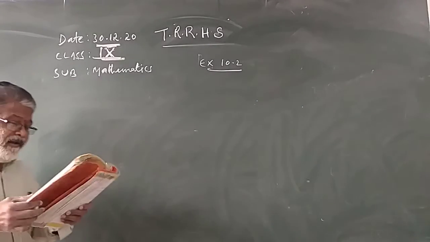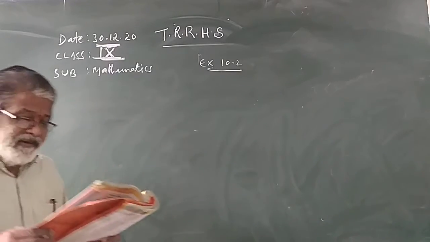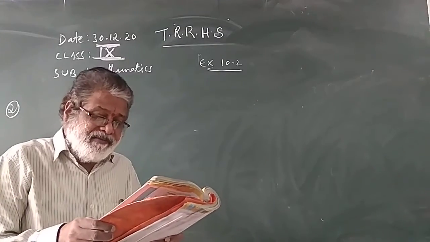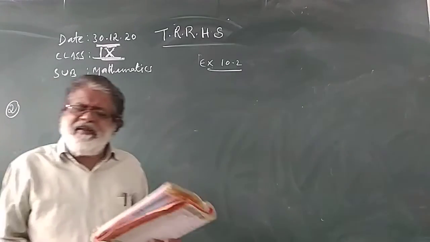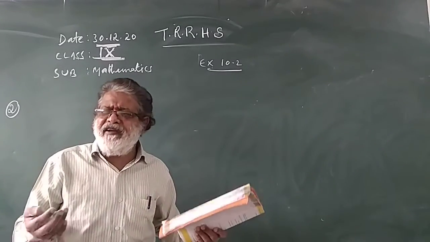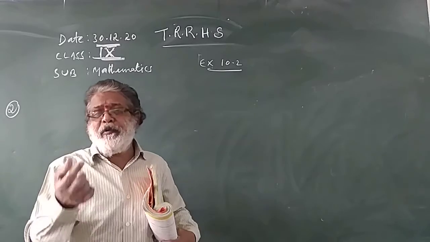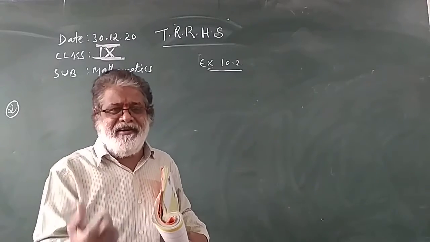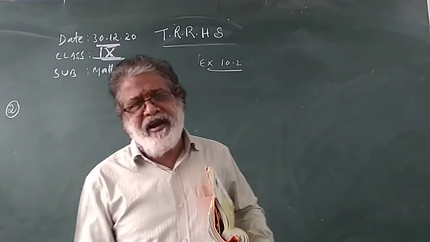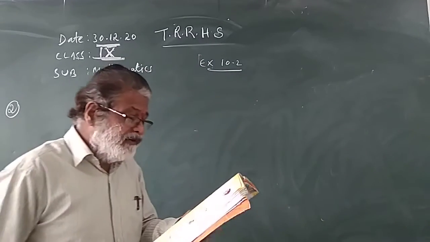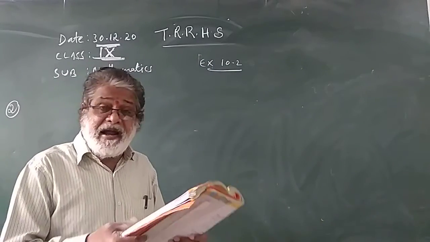The volume of a cylinder is 308 cubic centimeters, its height is 8 centimeters. Find its lateral surface area and total surface area. To find anything, whether LSA, TSA or volume, we need what dimensions? We need the base radius and height. Without them, we cannot calculate LSA, TSA and volume. So here, volume is given and height is given.